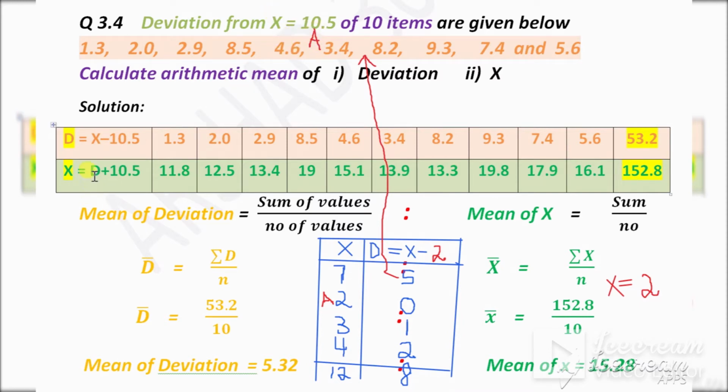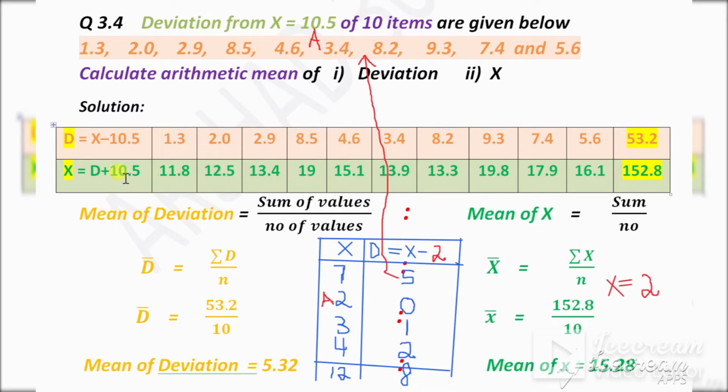So add up this a with d, then we will get x. So that's why I write here x is equal to d plus 10.5. This is the a. So d is this number. This number plus 10.5 is 11.8. 2 plus 10.5 is 12.5. 2.9 plus 10.5 is 13.4. 8.5 plus this number is 19.